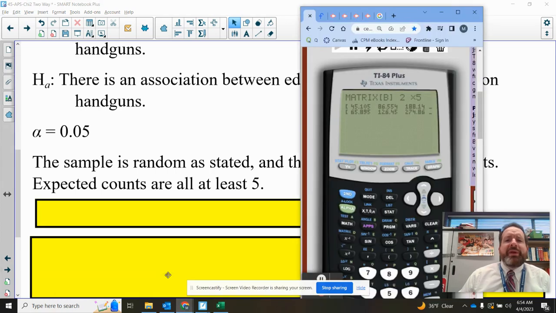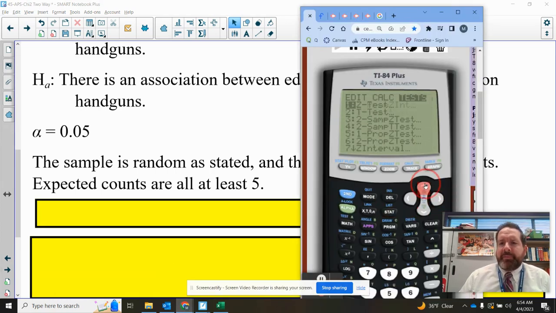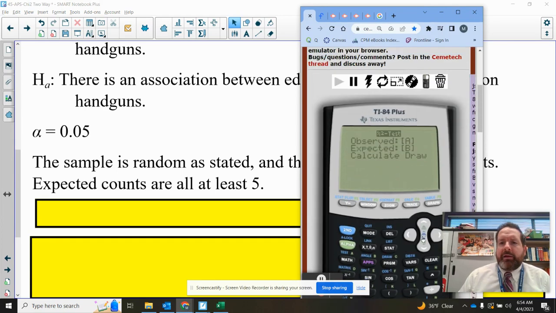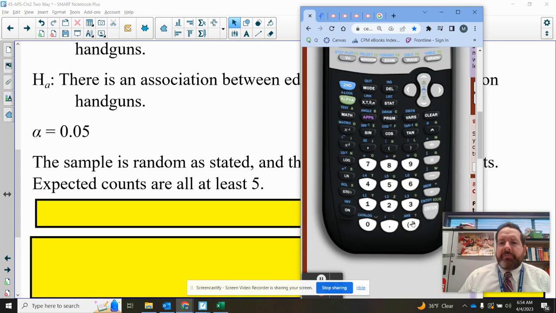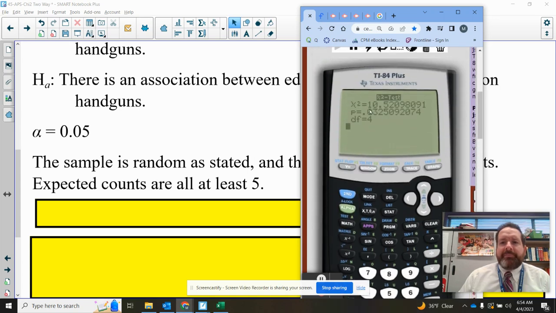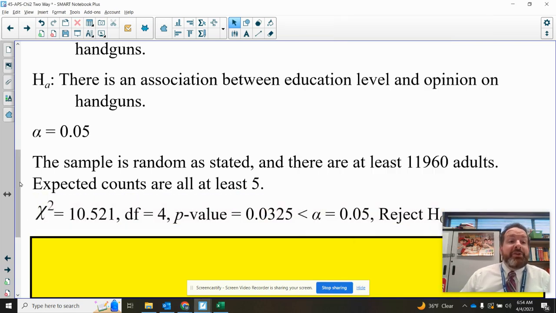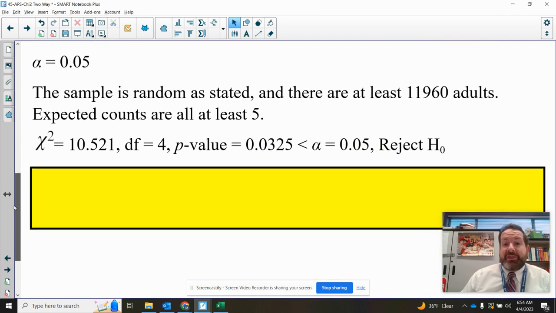Now, real quick, going to rerun the test just to get my important information. We didn't change anything. All right, so there's the test statistic, degrees of freedom, and the p-value is below 5%, so we will end up rejecting the null hypothesis. There does appear to be an association.